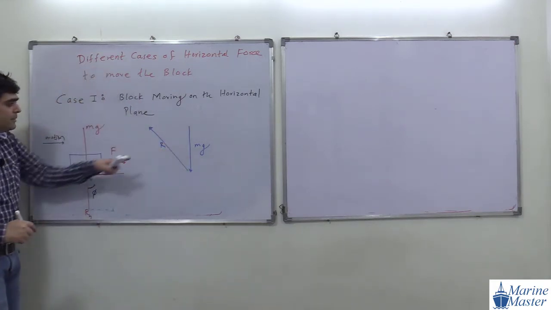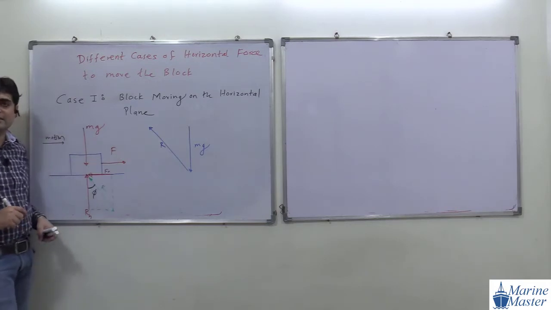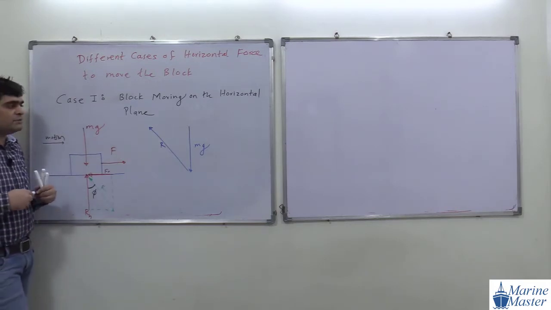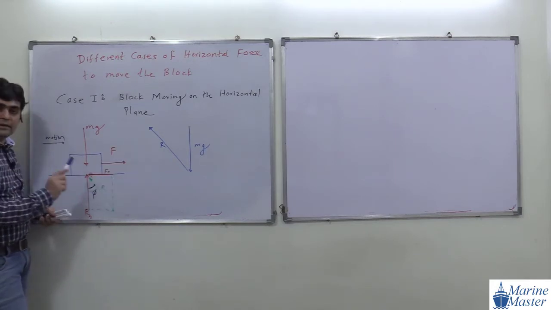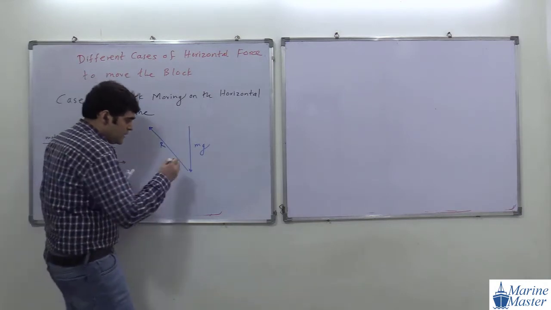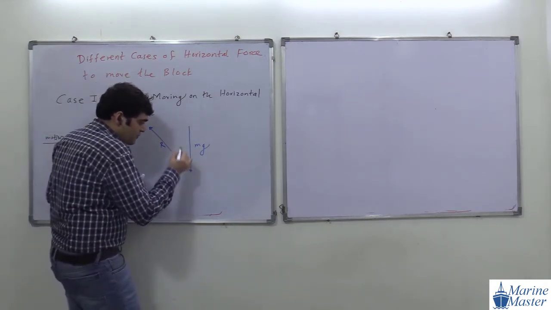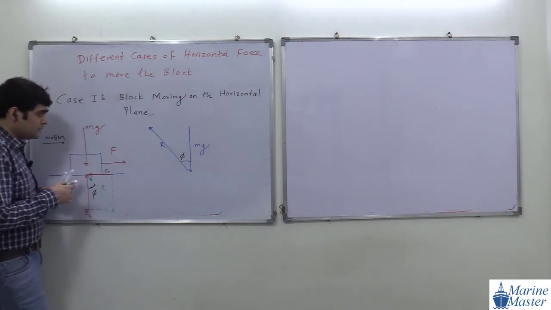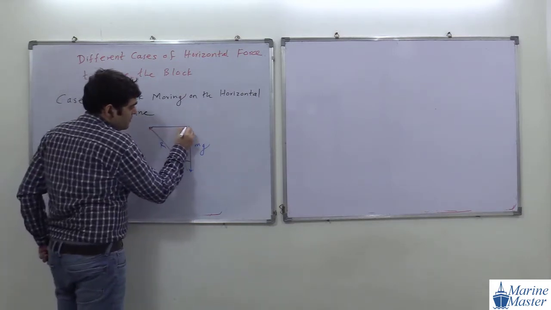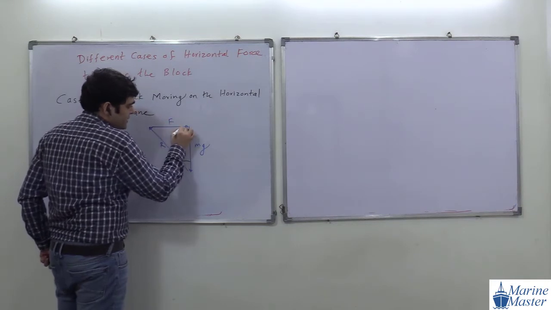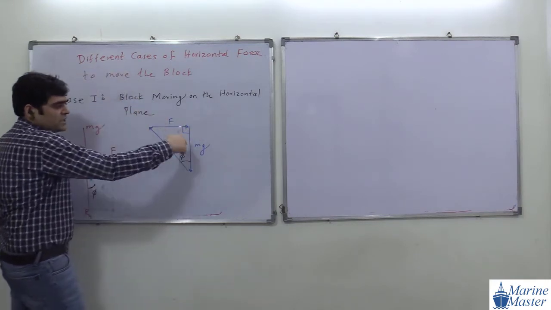What is the angle between mg and R in this scenario? Phi. So I am denoting this angle as phi. Then our closing side will be F. This is a right angle triangle. F is horizontal.